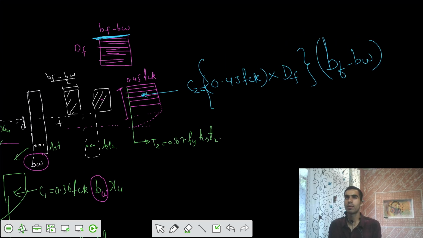This is similar to that of a doubly reinforced beam, where we were calculating that C2 force. The difference here between DRB and this one is that we are not placing any steel in the compression side.